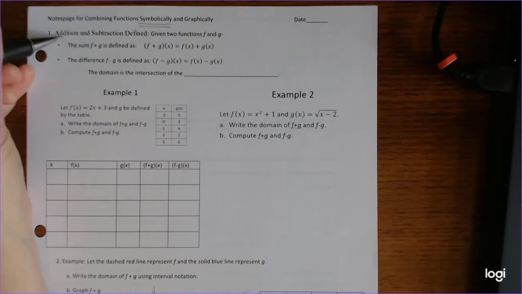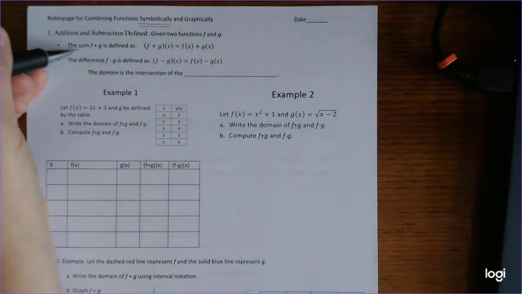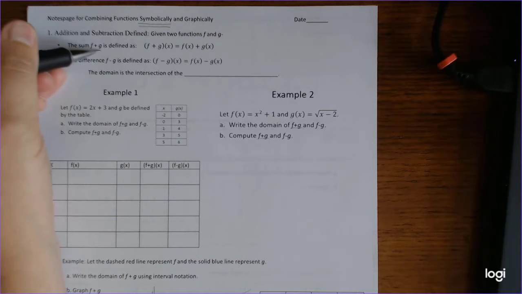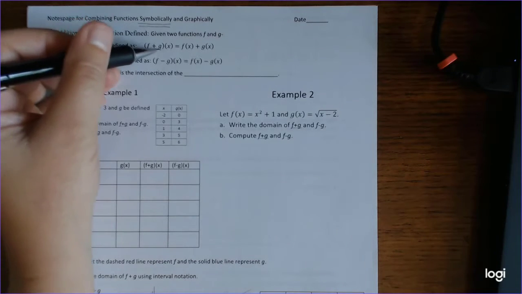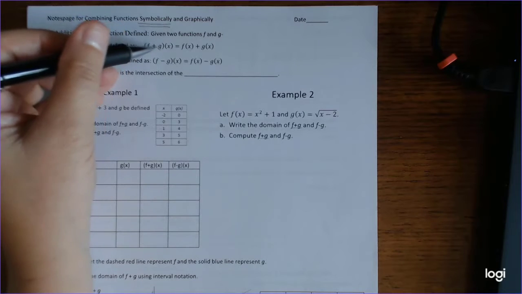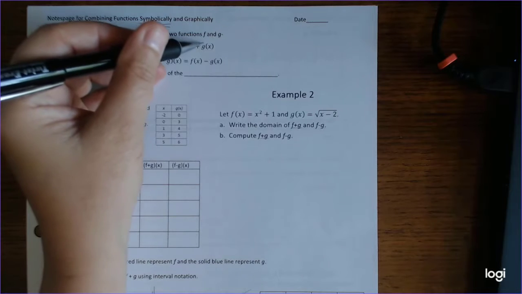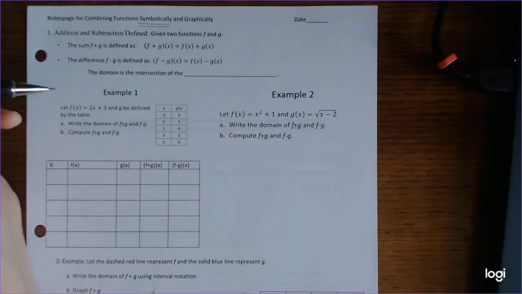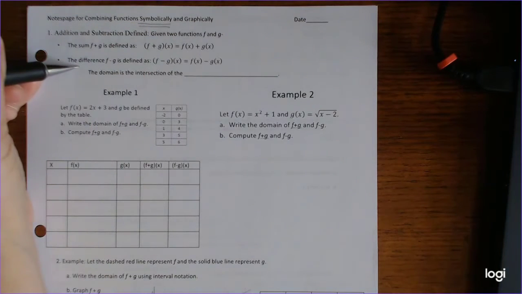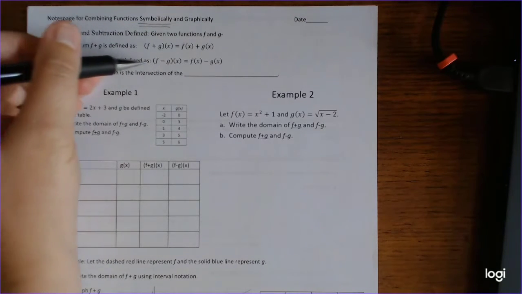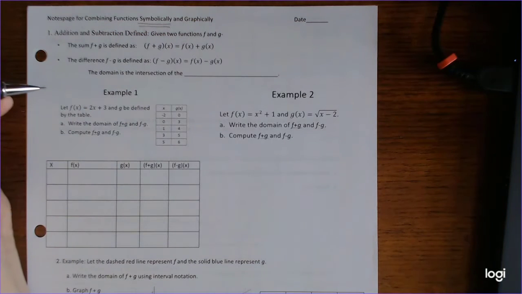Adding and subtracting. If you're given two functions, f and g, then you can add those two functions together. Symbolically it would look like that. This just means you're adding f and g, the input is x. It's equal to finding f of x and g of x and adding them together. So this means that the difference of f and g, f minus g of x, is equal to f of x minus g of x.